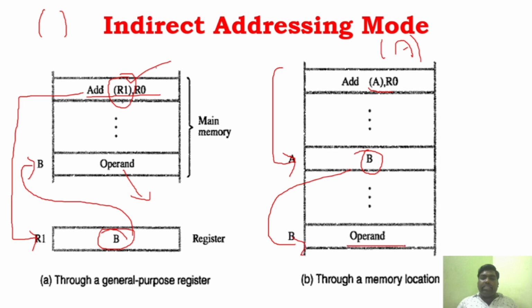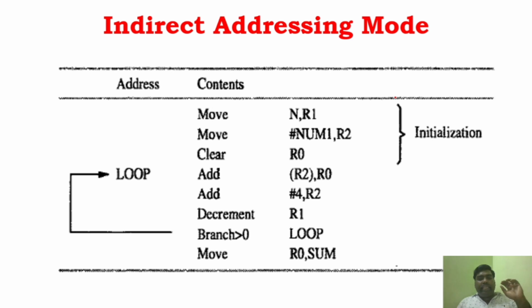Only after going to B do we find out the operand. So after finding the operand, it adds with R0 as per the instruction, right? So this is called indirect addressing. In this indirect addressing, we can do the same steps if we look at it this way. Previously, when we looked at the list of instructions, a list of numbers, number 1 to 10, 1, 2, 3, 4, 5, 6, we added all of them, and you can see a lot of instructions, correct?